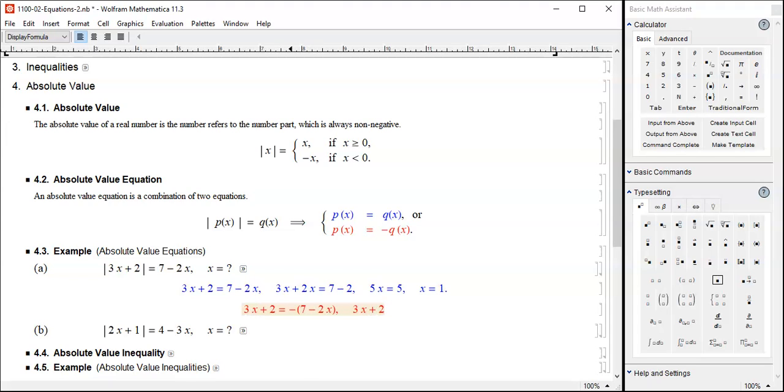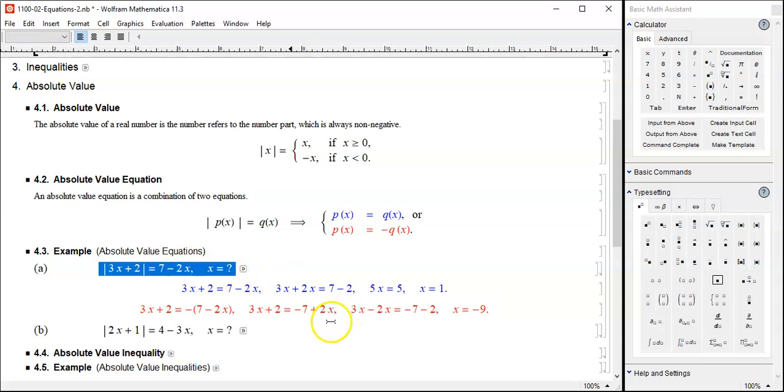How about the next? 3x plus 2 equals negative 7 plus 2x, distributing the negative. 3x minus 2x, if I flip it over, negative 7 minus 2, x equals negative 9. We have those two solutions there. Let's see, are they okay? Let's check.